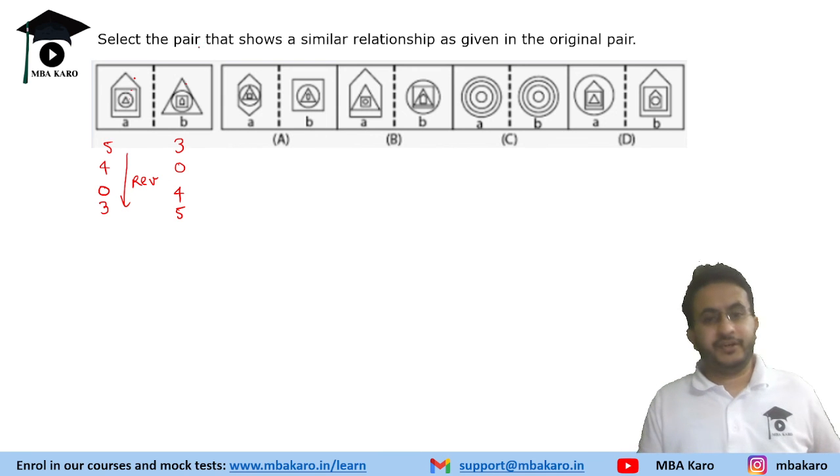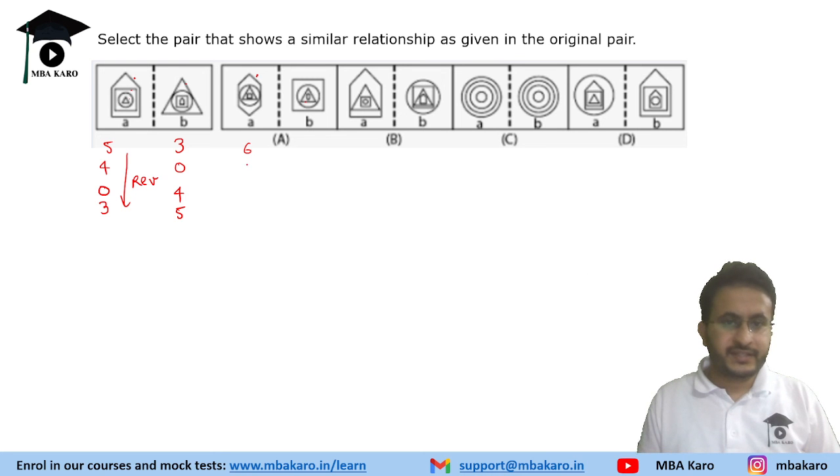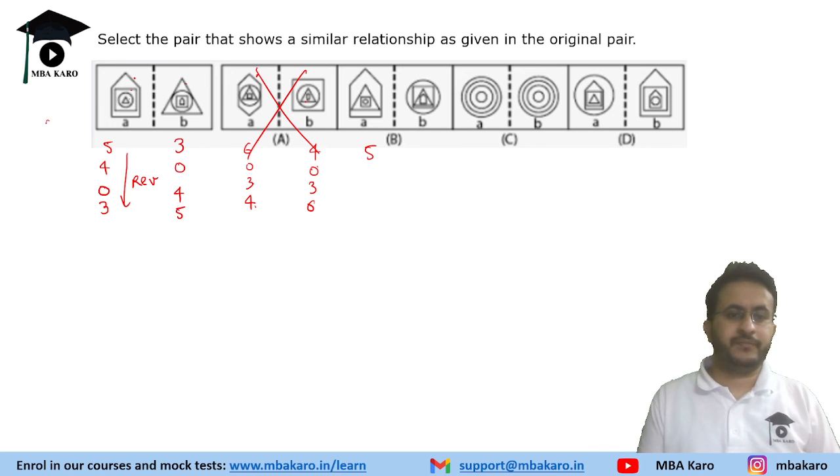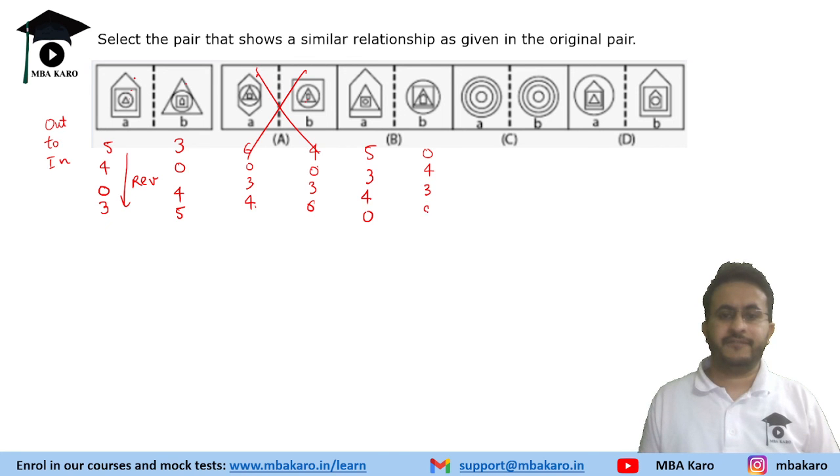So the number of sides is opposite. If you see 6, inside should be 6. So it should be 6, 0, 3, 4, but it is 4, 0, 3, 6. So 4, 3, 0, 6 is not the order. So A is not the answer. This is 5. So we are counting from out to in. So this is 5, 3, 4 and 0. Here we have 0, 4, 3, 5. So this is the reverse. So the answer is option B.